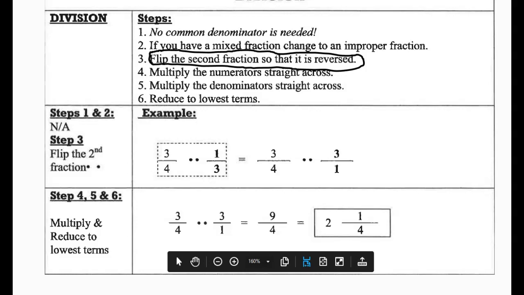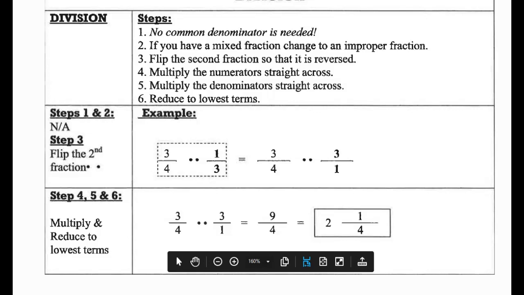and then you multiply the numerator straight across just like in multiplication, then you multiply the denominator straight across just like multiplication, and then we reduce to the lowest terms. So that means that they've done this work for us, right? Because it was 1/3 and now they've flipped it to 3/1. So if we come down here, we have 3/4 multiplied by 3/1.